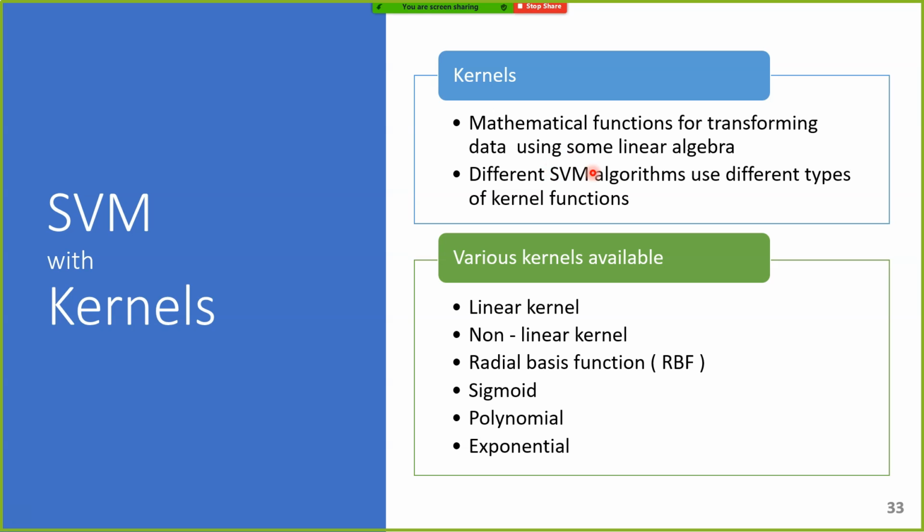Different SVM algorithms use different types of kernel options, and as Akib suggested, we do not have only linear kernels, but also non-linear kernels, radial basis function, sigmoid, polynomial, and exponential. And we can also have decision boundaries which are of non-linear shape.